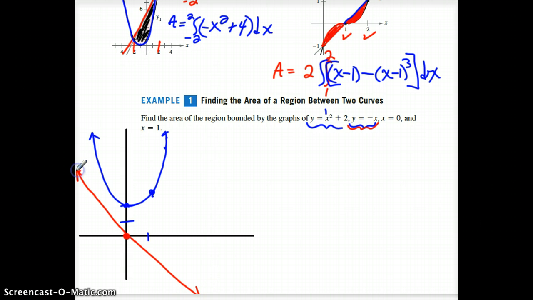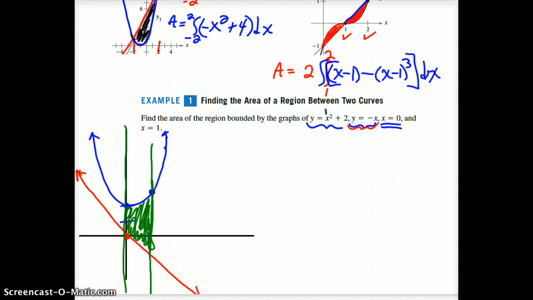All right, I'm supposed to find the region bound by those between x equals 0, I'll do that in green here, x equals 0 is actually my y-axis, and x equals 1, which would be this boundary. So I'm looking for the area between these two functions over that interval.